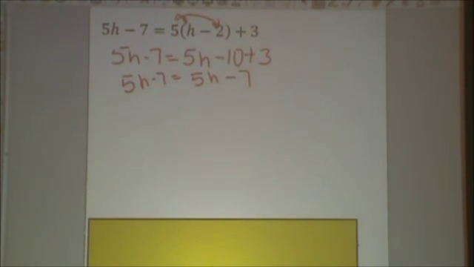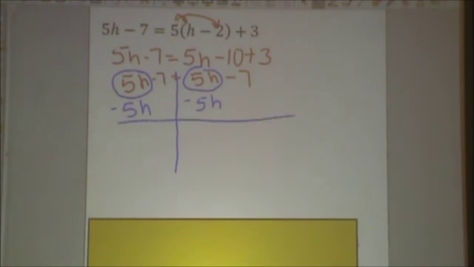So now I'm going to move my variables first. I have a 5h here and a 5h over here. To move one to the other, I have to do the opposite. I'm going to move this one over here. The opposite of a 5h is a negative 5h. Opposites cancel out. Positive 5h minus 5h gives me 0. So I'm left with negative 7 equals 0 equals negative 7.